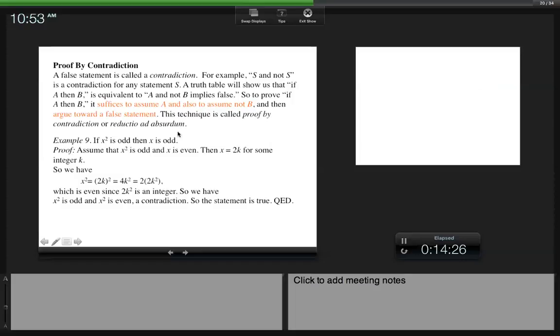So what we ended up with over here is x squared equals what? 2 times k squared, right? So this simply shows that x squared is even, right? Which is not true, which is contradictory to the antecedent, right?